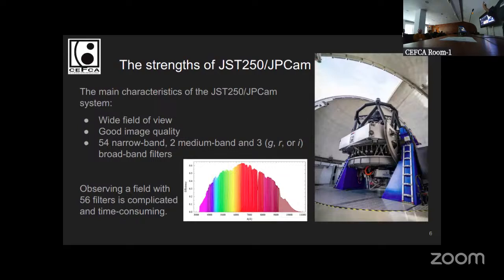But we are here to speak about JPCam, which is installed on T250. I guess anyone who's been in the observational astronomy business for some time, and students should learn this as soon as possible, you cannot separate an instrument from its telescope. You always think about them as a unique thing. And what are the strengths of JPCam? The wide field of view, the good image quality, and the filter set. I'm not going to get into this because we've been speaking about this the whole day yesterday, and some other people have been speaking about this the whole week. Some of us have been speaking about this for more than a decade, almost 15 years.